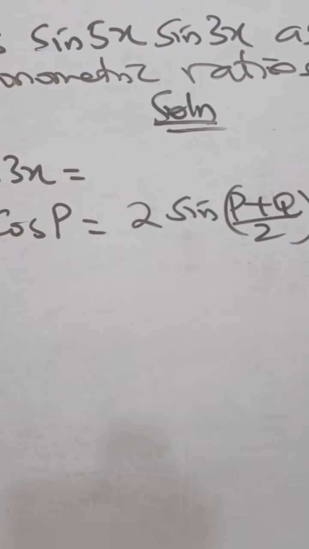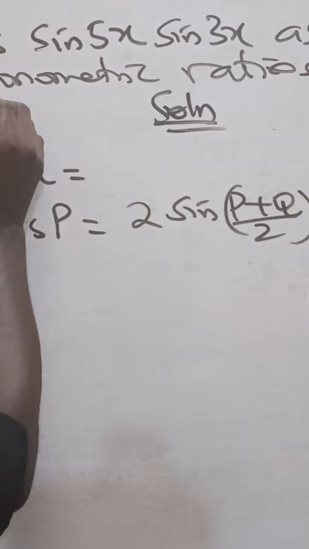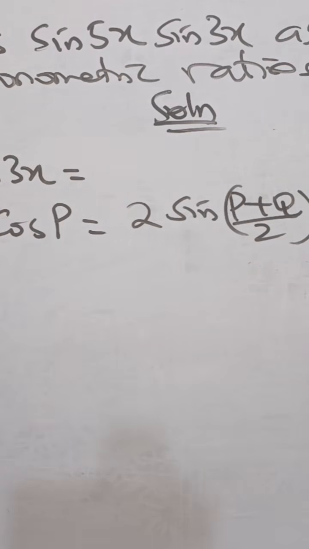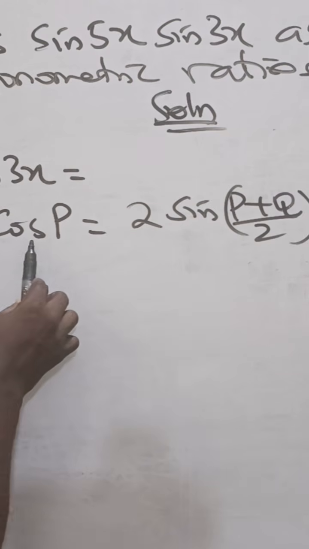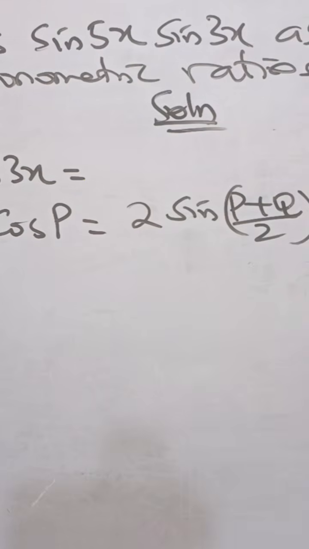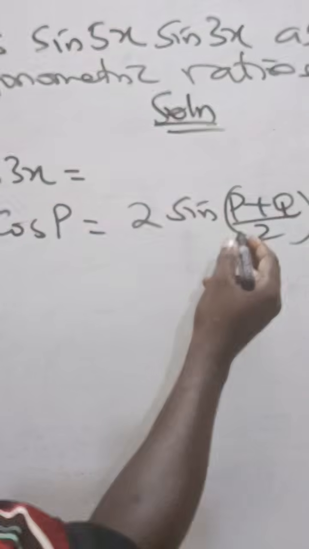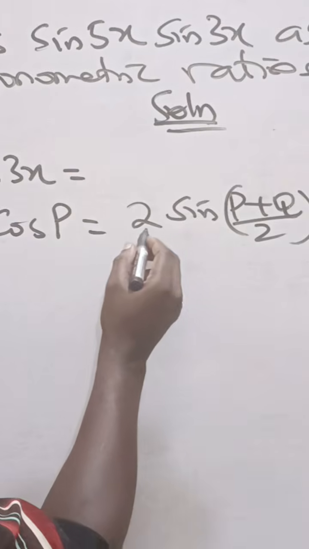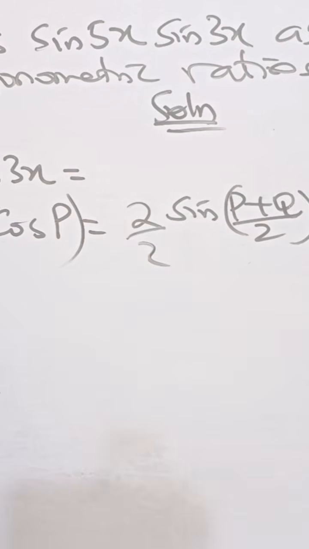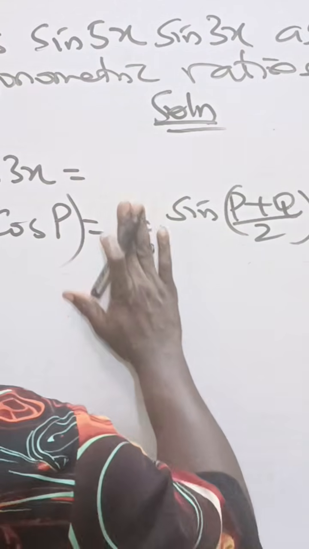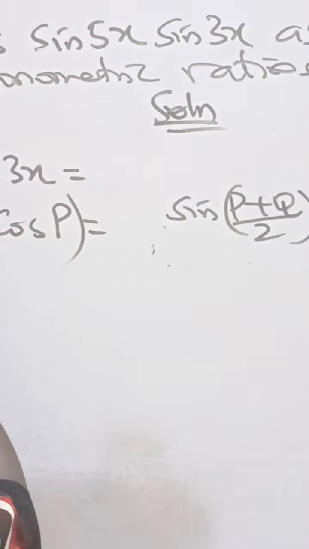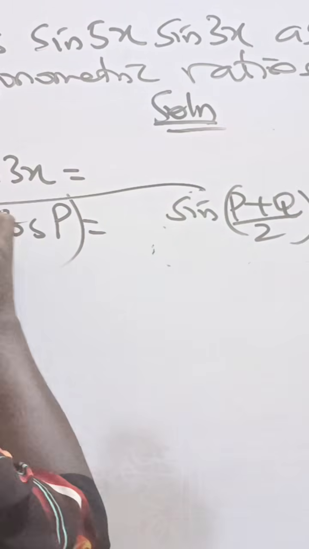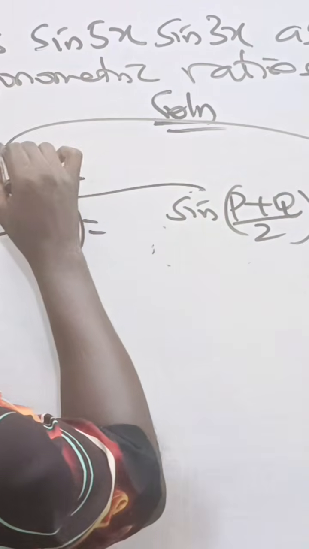We have to express sine 5x sine 3x as a sum of two trigonometrical ratios. So when we recall from the product formula, that cos q minus cos p is equal to 2 sine (p plus q)/2 sine (p minus q)/2. So if we divide both sides by 2, this will be half. So this will cancel this. At the end of the day, we have sine. We can equate this to this, and this other one to this one.